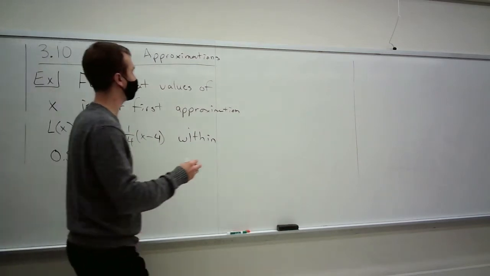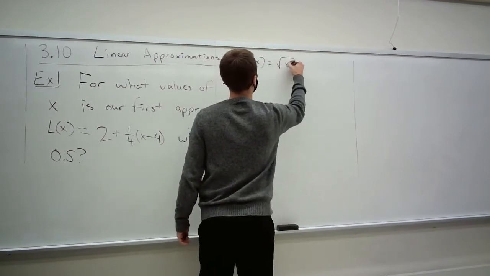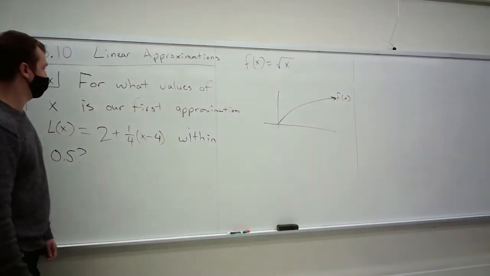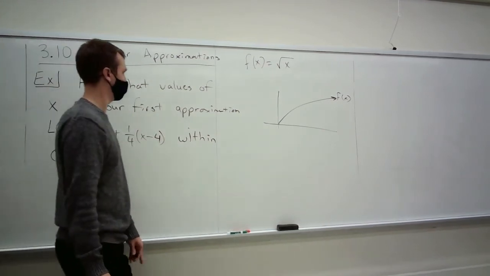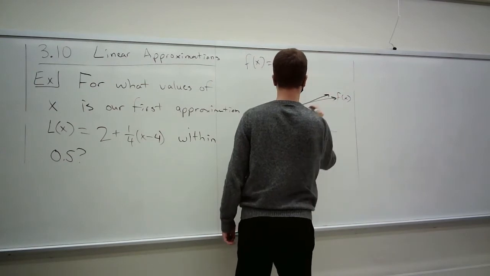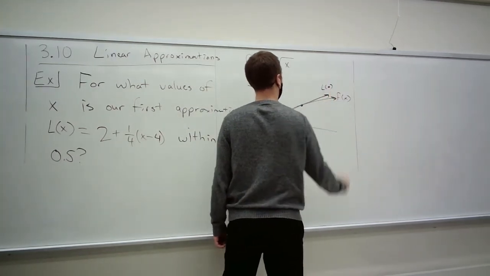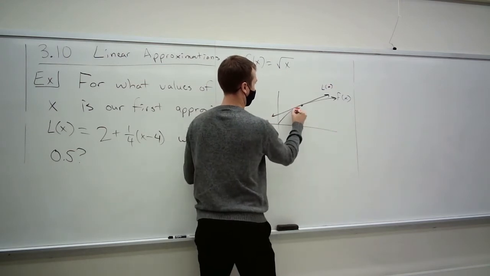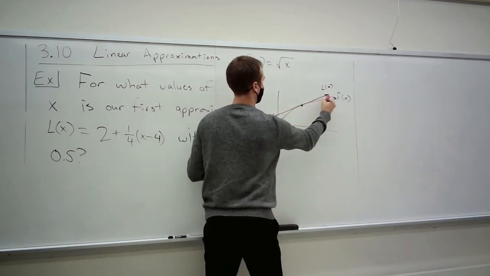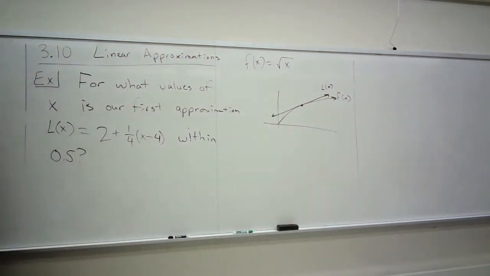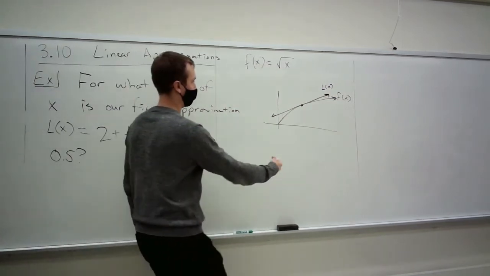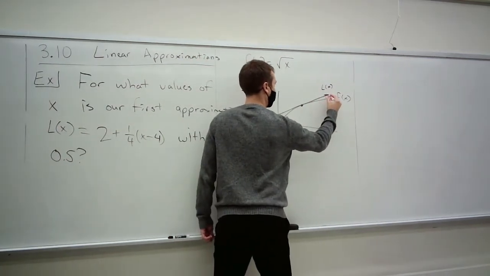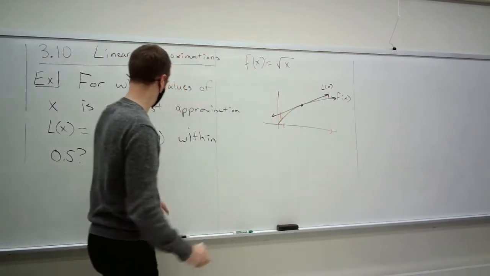This original function looks something like this. And this line looks something like this. You can see that if we sort of go too far left or right, the distance this line is from the original function just increases. What this is asking is, how far to the left and how far to the right can we go before this distance here, or this distance here, is bigger than 0.5?